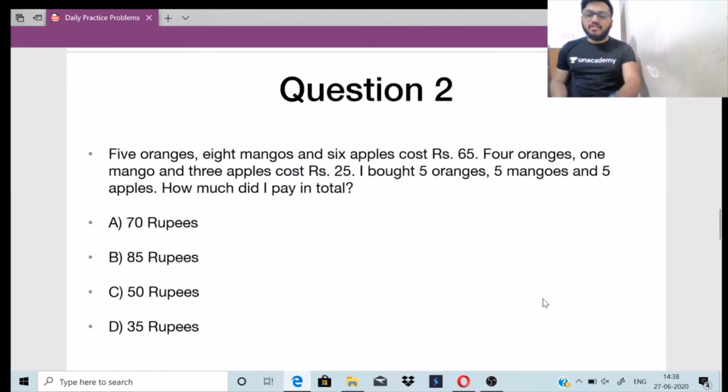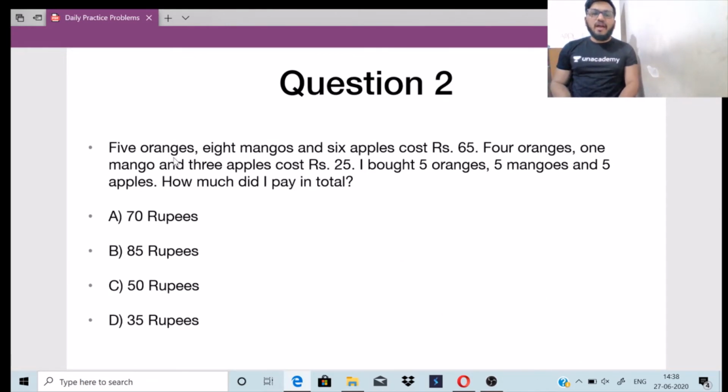Okay, let's move on to the next question. 5 oranges, 8 mangoes and 6 apples cost rupees 65. 4 oranges, 1 mango and 3 apples cost rupees 25. I bought 5 oranges, 5 mangoes and 5 apples. How much did I pay in total?